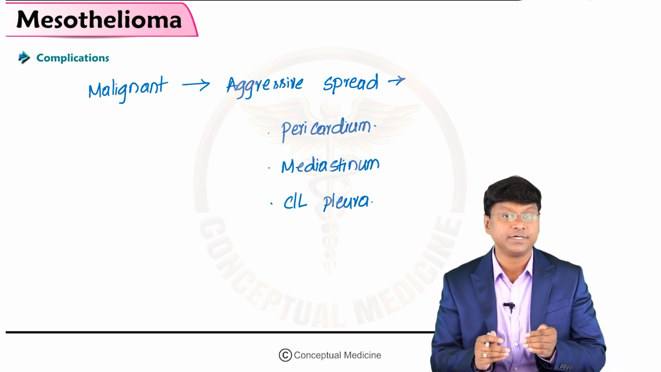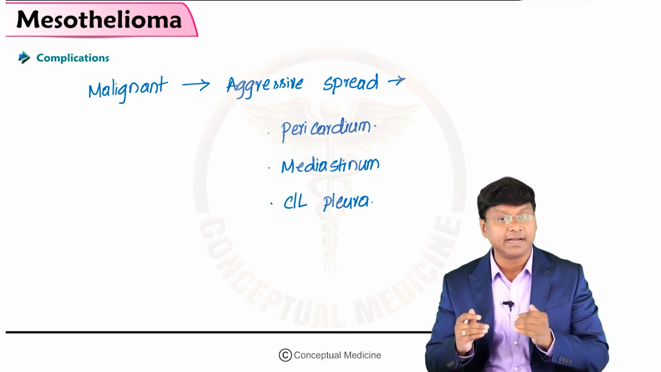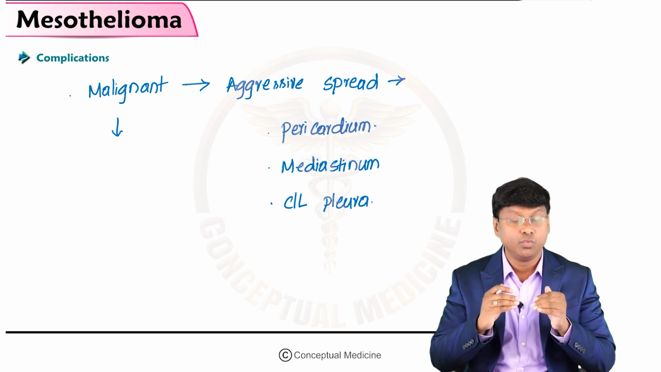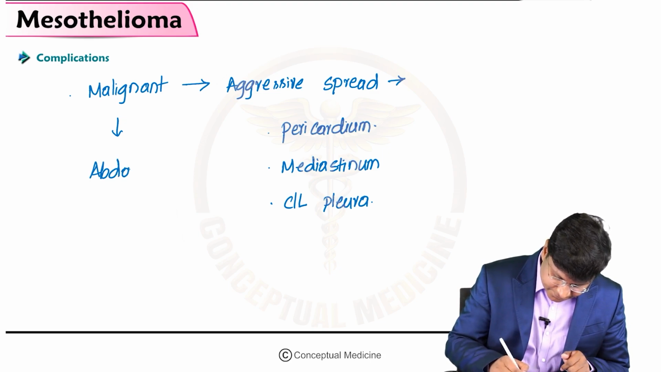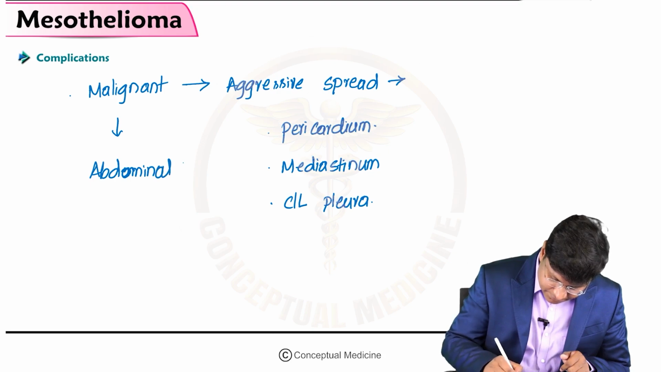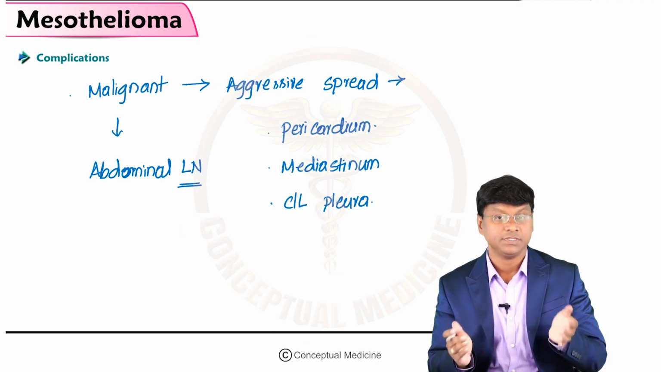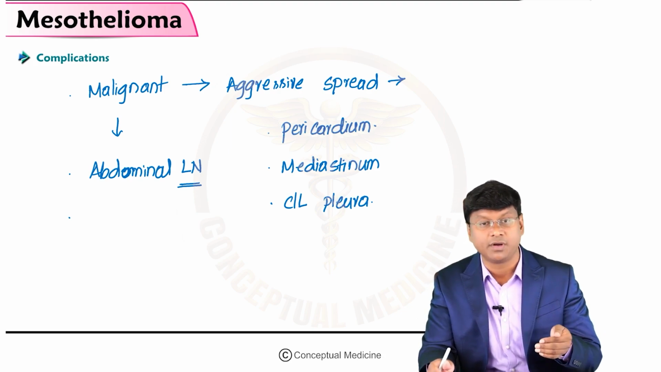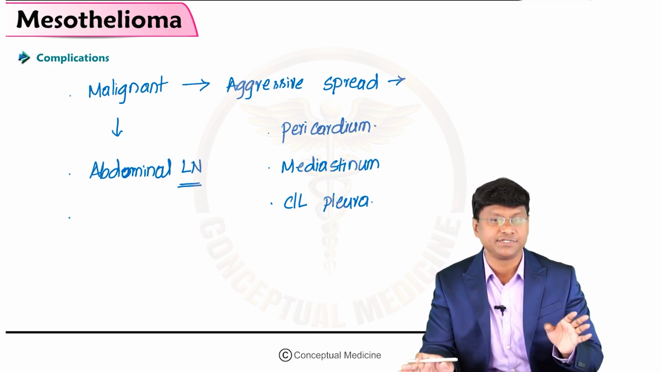This tumor may eventually extend beyond the thorax to involve the abdominal lymph nodes and organs. And what will be the clinical features of these complications? Progressive pain and dyspnea. These are very characteristic features.